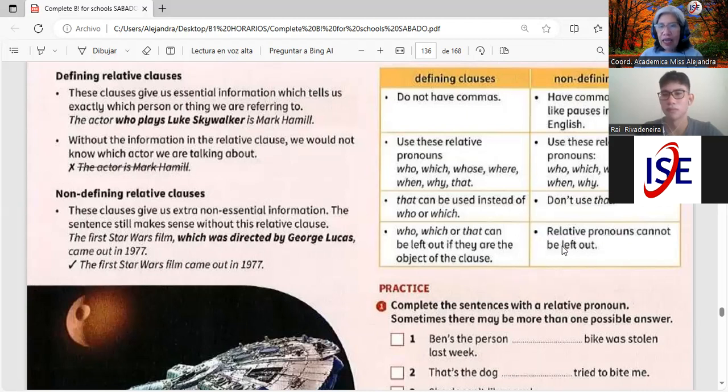And in the case of the defining clauses, who, which, or that can be left out if they are the object of the clause. You can eliminate who, which, or that. It is possible, not necessary, but possible. And in the case of the non-defining, you must. It's a must. It is impossible to eliminate them. You must keep them with you. Okay?